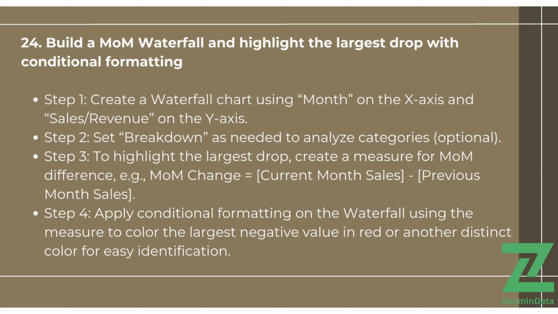Step 3. To highlight the largest drop, create a measure for month-over-month difference, for example, MOM change equals current month sales minus previous month sales. Step 4. Apply conditional formatting on the waterfall using the measure to color the largest negative value in red or another distinct color for easy identification.